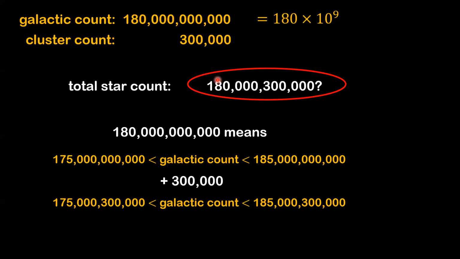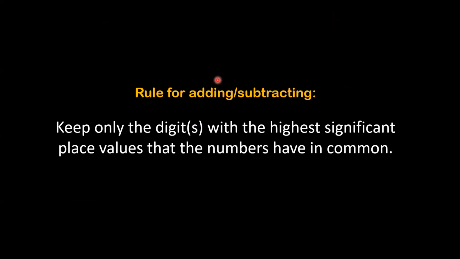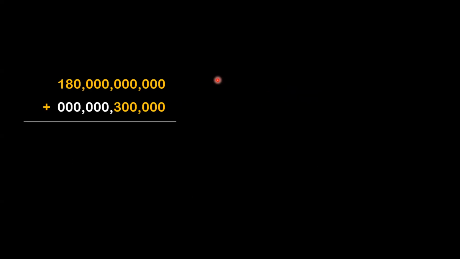So this is where we arrive at the rule for being conscious of significant digits when you're adding. And usually this rule is presented for numbers with decimal places, and I'm talking about it for numbers that don't even have a decimal point. So I tried to come up with a way of wording this myself. Here's the rule for adding and subtracting numbers. Keep only the digits that have the highest significant place values that the two numbers have in common. I don't know how clear that is, so let's look at this example again.